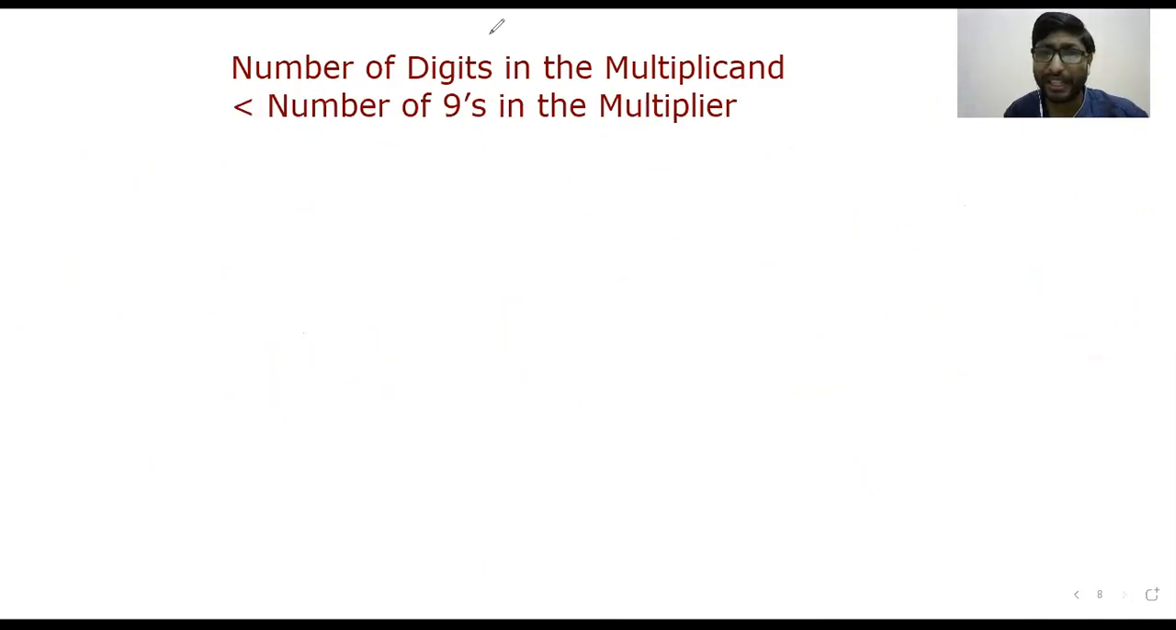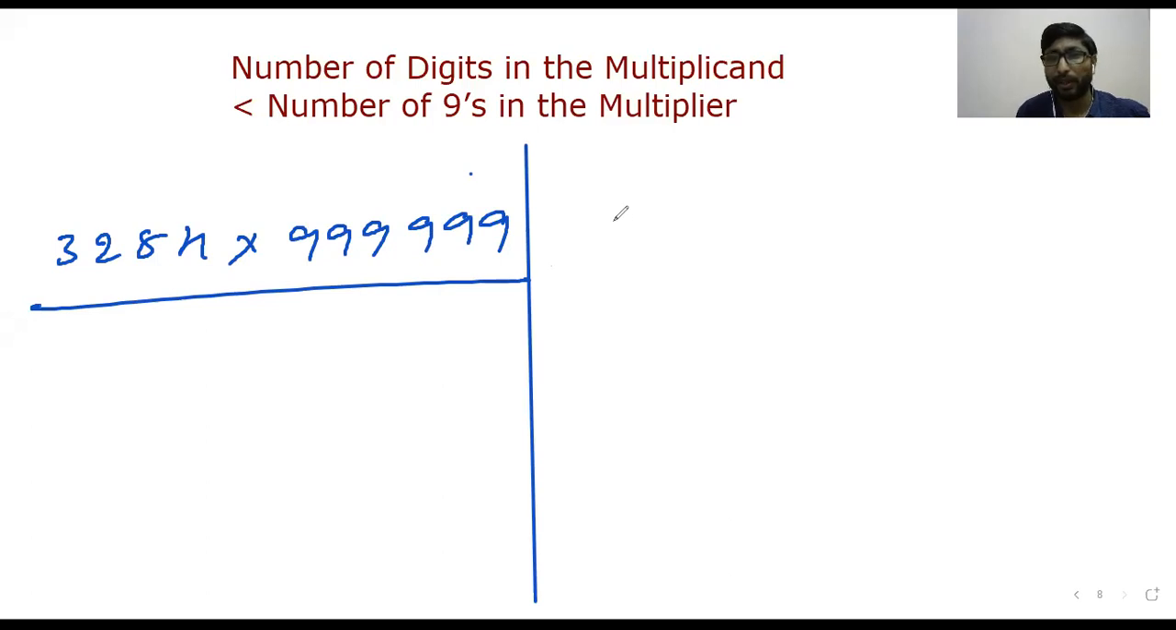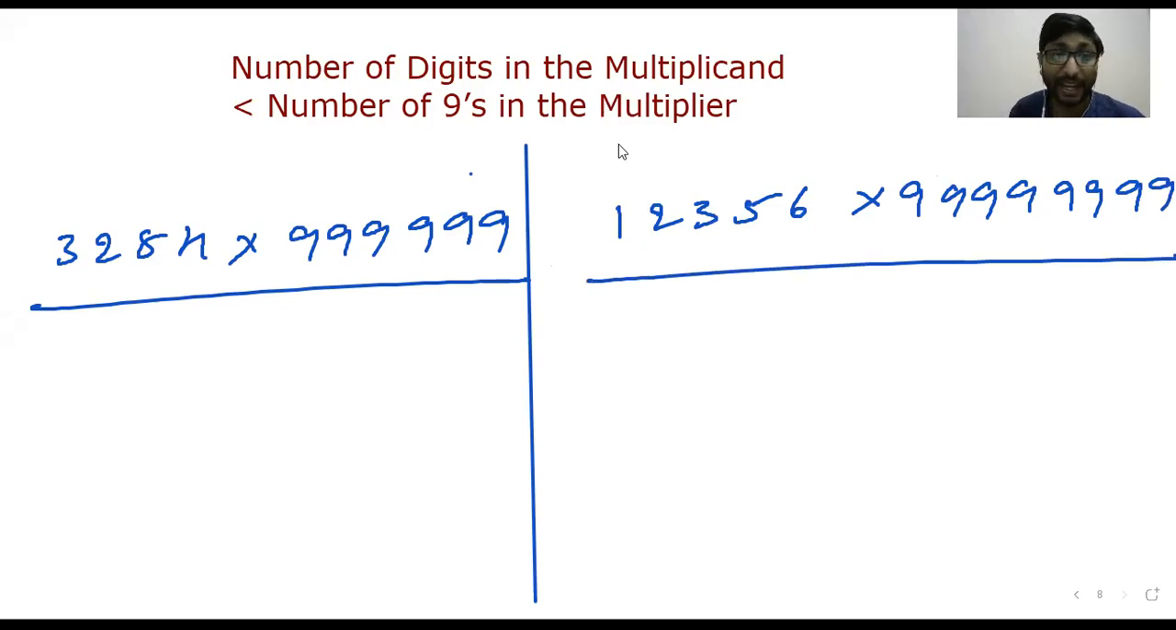Next, this is much more magic. I'm going to show you a little faster than before. See, 3284 multiplied with 999999. Very simple. An 8-digit multiplication: 4-digit into 6 digits. Simple. The answer is going to be 3283.